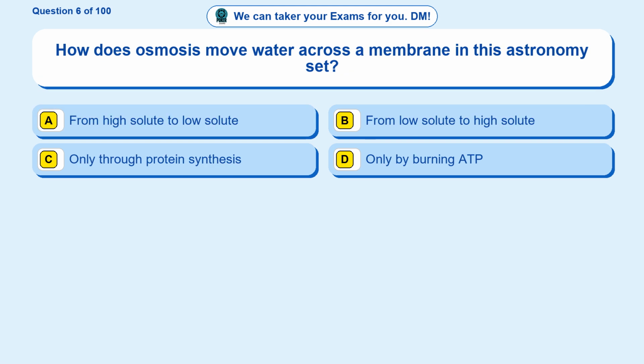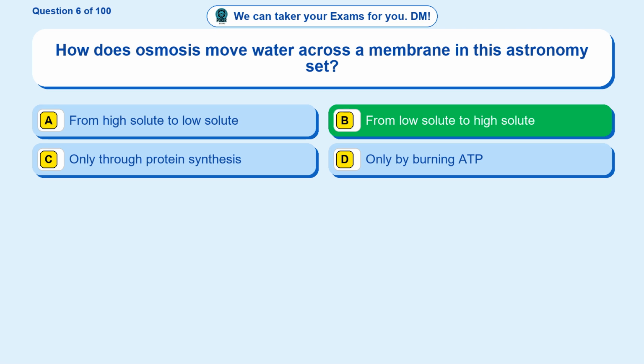Question 6. How does osmosis move water across a membrane in this astronomy set? Option A. From high solute to low solute. Option B. From low solute to high solute. Option C. Only through protein synthesis. Option D. Only by burning ATP. The correct answer is option B. From low solute to high solute.